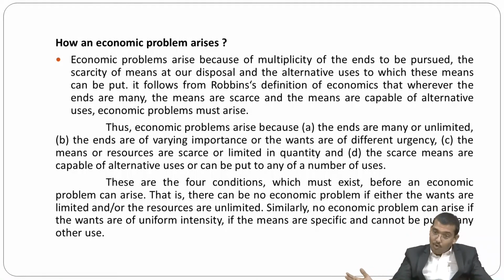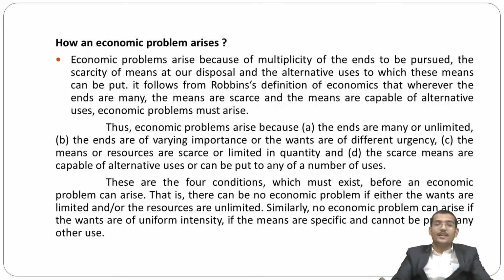When human wants are more but resources are scarce, at that point of time alternatives arise, and the economic problem must arise, my dear friends. Thus the economic problem arises because the ends are many or unlimited and of varying importance, or the wants are of different urgency, and the means, that is the resources, are scarce or limited in quantity, and scarce means are capable of alternative uses, or can be put to any number of uses. These are the four conditions, my dear friends, which must exist before the economic problem can arise.